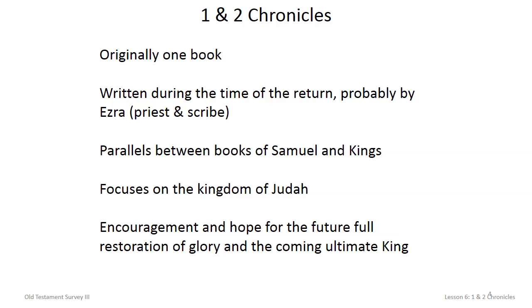There are definite parallels between Chronicles and the books of 1st and 2nd Samuel and 1st and 2nd Kings that we looked at last session during our look at the prophets. This particular set, Chronicles, focuses really just on the kingdom of Judah after the split. When the split happens, it pretty much ignores anything that happened up north. It's basically written for encouragement and to bring hope for the future. And it's looking to the full restoration of the glory and the coming of the ultimate king. Basically because these folks have just come back. It is during the time of the return. They've come back and they need some encouragement to keep going with all the tasks that they really have to do.